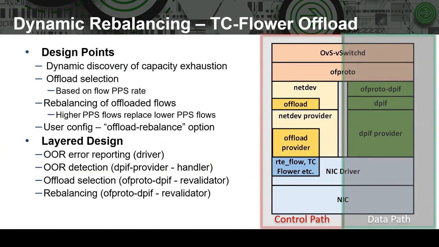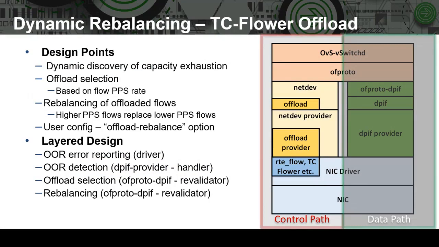So this feature is already implemented in OVS for TC offload. In this slide, let's see the highlights of this existing design. There are 4 high-level steps in rebalancing offloaded flows. The first step is reporting when a NIC has exhausted its hardware resources. This is indicated by the NIC driver by returning no space error when an offload request fails due to resource constraints. And this error is reported back to OVS.